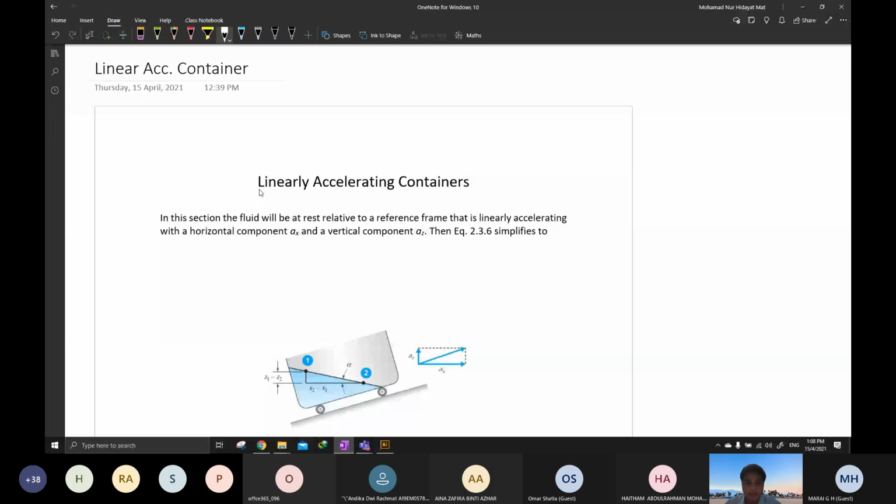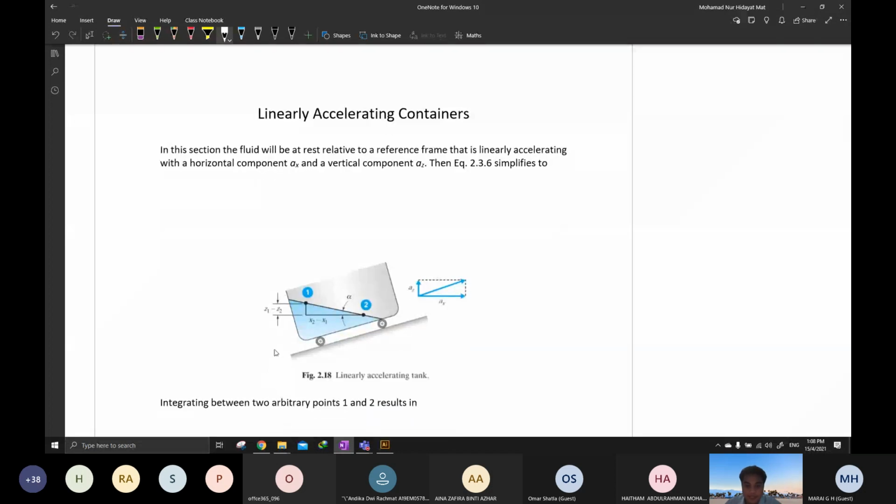So what does linearly accelerating container mean? This is the container. Inside the container, we have the fluid. In this section, the fluid will be at rest relative to the reference frame. So now we consider our reference frame is this container. So why is this fluid at rest? Because we are taking the container as the reference. So we consider this fluid at rest.